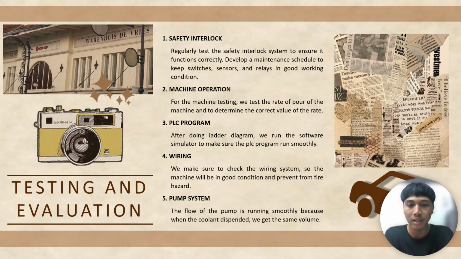After doing the ladder diagram, we run the software simulator to make sure the program runs smoothly. Number 4, wiring. We make sure to check the wiring system so the machine will be in good condition and prevent hazards. Number 5 is pump system. The flow of the pump is running smoothly because when the coolant is dispensed, we get the same volume.